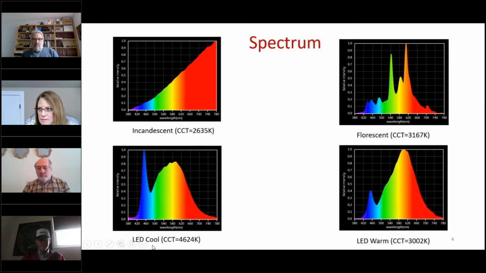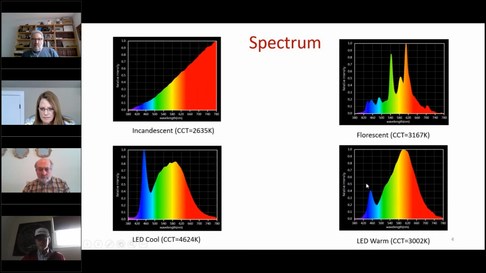Now here you have the LED cool at 4,624. It was a spec for 5,000. An LED warm CCT 3002. It was a spec for 3,000. And one thing that we should notice about this right away is that for cool LED, the maximum peak is at blue. And for warm LED, the maximum peak is near red, near 620.